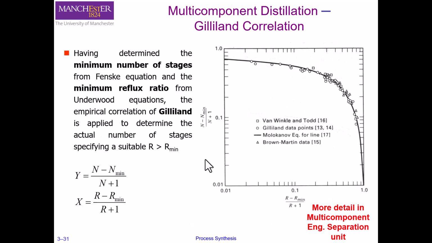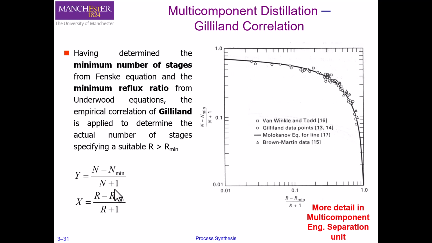So having determined the minimum number of stages from Fenske's equation and then the minimum reflux ratio by using the Underwood equation, we can move forward and calculate our actual number of stages. For that, we can use an empirical correlation of Gilliland. So this is how it looks, and it was developed by looking at, for example, experimental data. Here on the y-axis you have N minus N minimum, where N minimum is the minimum number of stages and N is the actual number of stages, and then on the x-axis you have the actual reflux ratio minus the minimum reflux ratio.